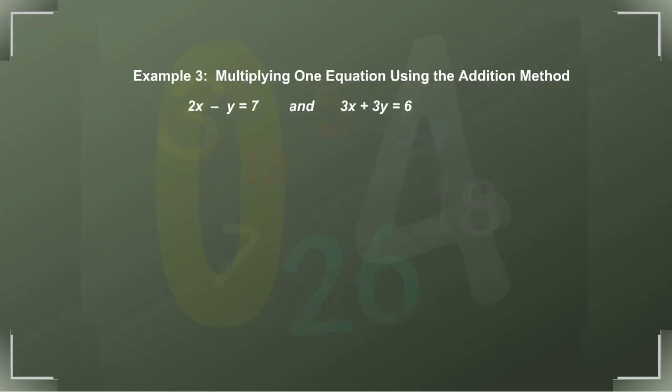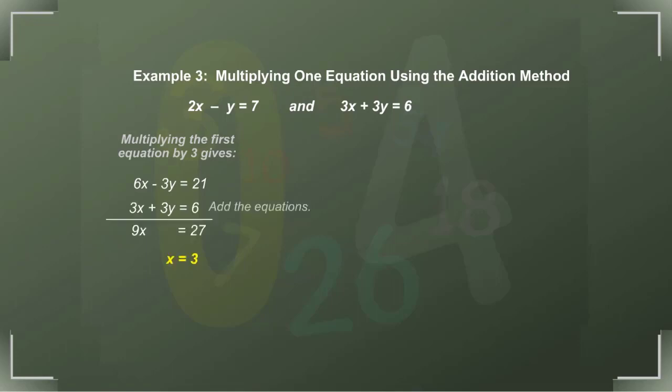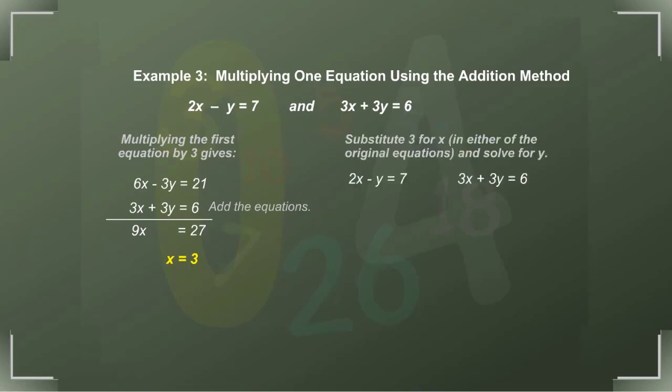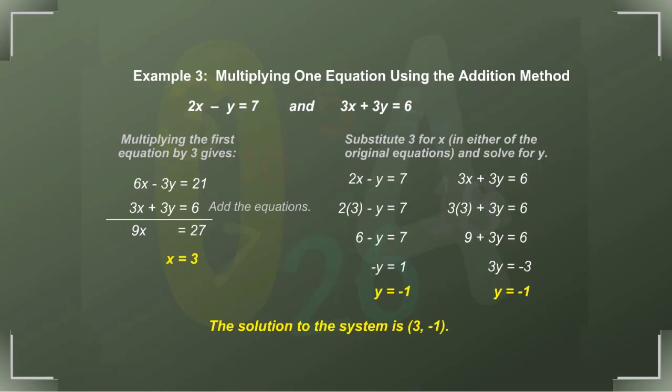Example 3. Multiplying one equation using the addition method. Multiply the first equation by 3, which gives us 6x minus 3y equals 21. Add the equations and solve for x. Substitute 3 for x in either of the original equations and solve for y to get y equals negative 1. The solution to this system is 3 and negative 1.